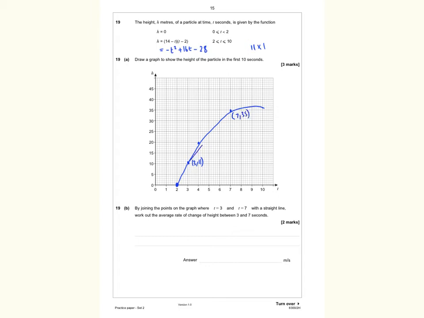So if I was to draw a straight line here, and then find the gradient of this line, that will give me the average rate of change. So the rate of change is another way of talking about gradient. So gradient of this line would be difference in y, 35 take away 11, divided by difference in x, 7 take away 3. So that's going to be 35 take away 11 over 7 take away 3. This will give us 24 over 4, which is equal to 6. So 6 meters per second.